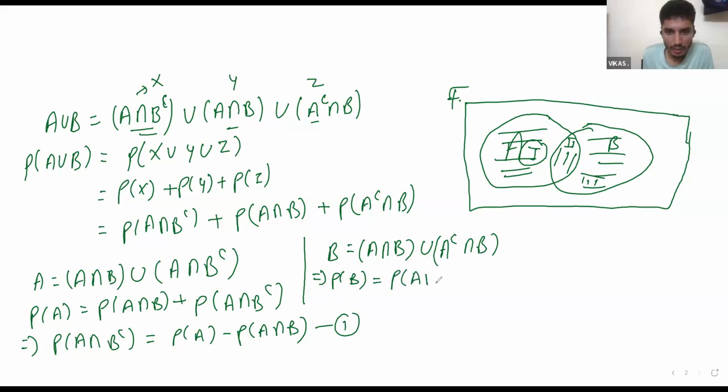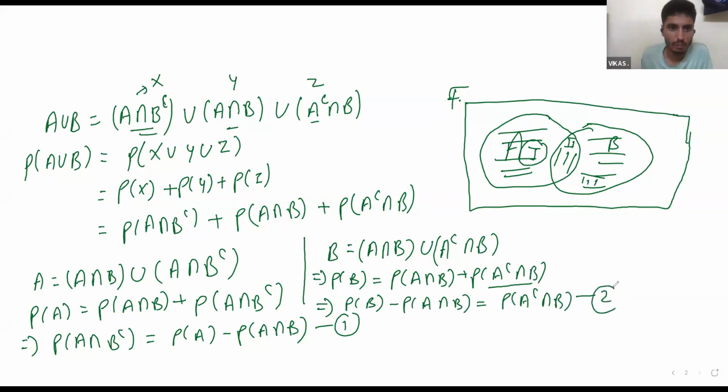Then these are disjoint, and I can write it as A intersection B. So from here I can write this part as probability of B minus probability of A intersection B, which is equal to probability of A complement intersection B. I have taken the intersection part from the right-hand side to the left-hand side. So this is equation number 2.